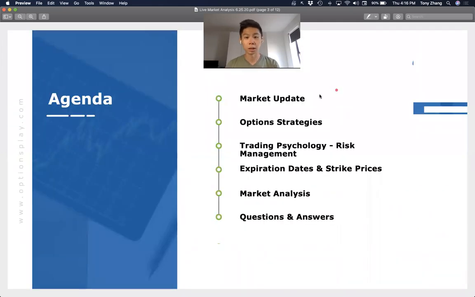So we'll start by doing a little bit of a market update on where we currently see the markets. For those of you that want to get more of that, please make sure that you join us on Tuesday and Friday morning market outlook sessions that we do at 9 a.m. Eastern every single Tuesday and Friday.